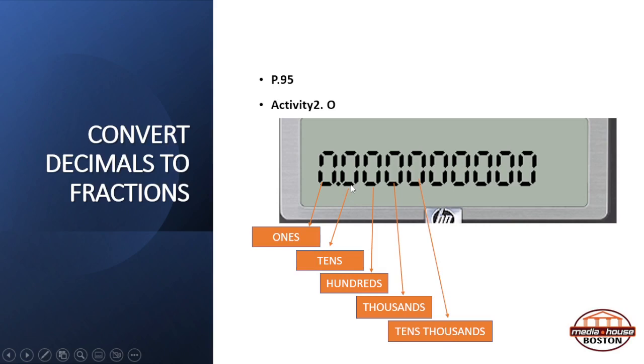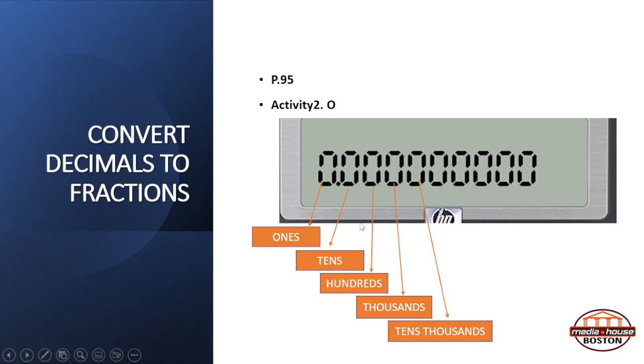So if you have 0,1, that's the same as having 1 over 10. If you have 0,01, that's the same as having 1 over 100. And if it's within the thousandth, that's the same as having 1 over 1000. So each and every value here has its own place value.